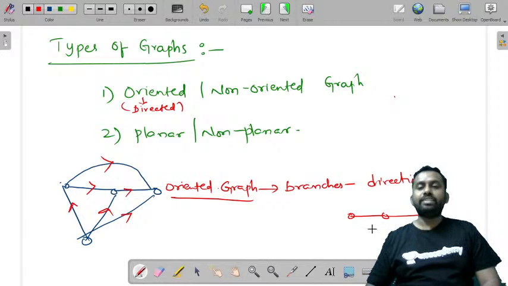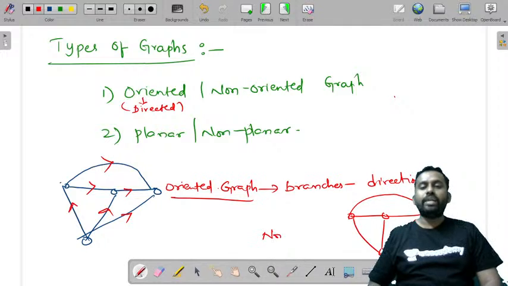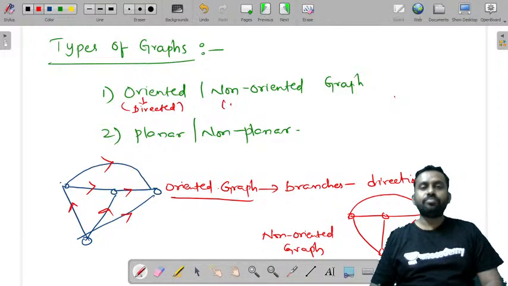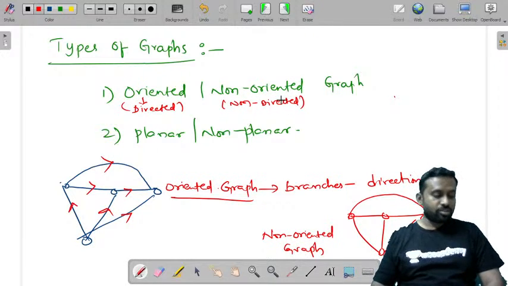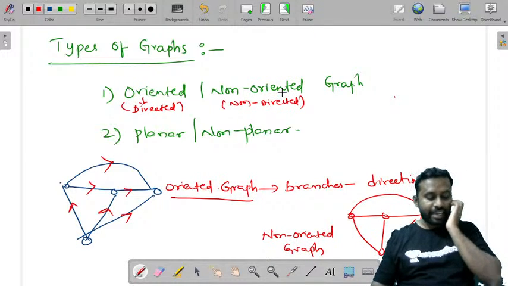And if you simply draw a graph like this without specifying any directions, it is called a non-oriented graph. It is also called a non-directed graph, an undirected graph or an unoriented graph.